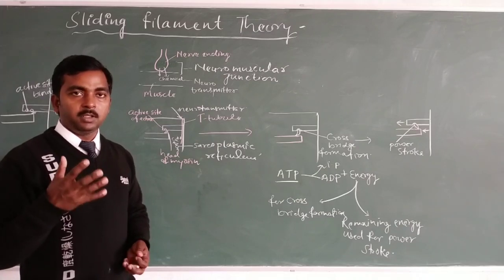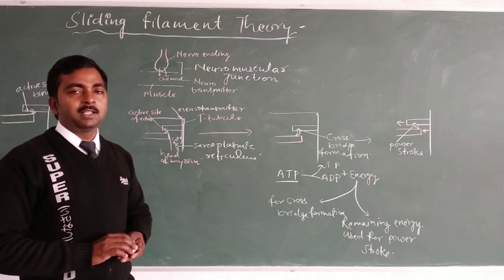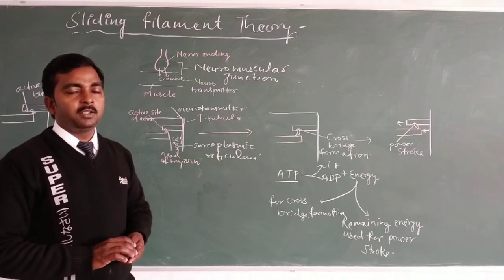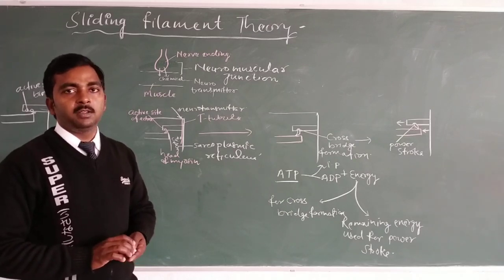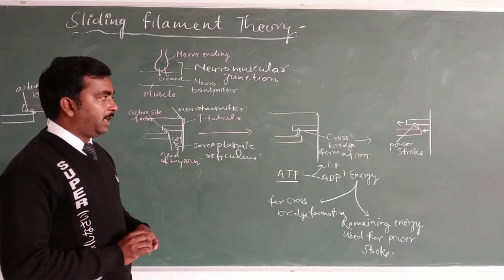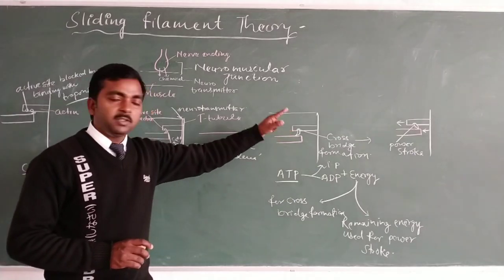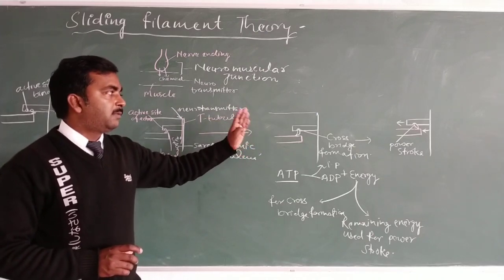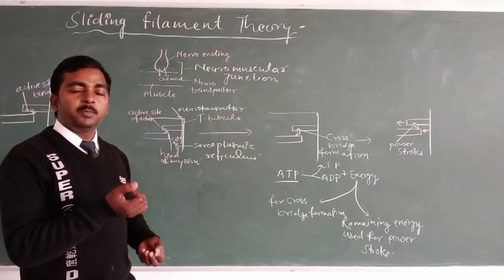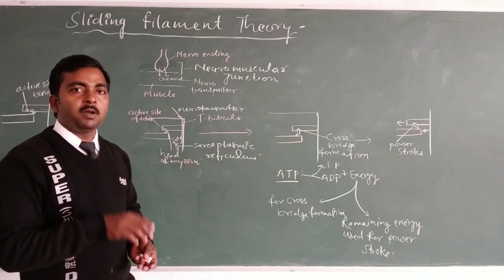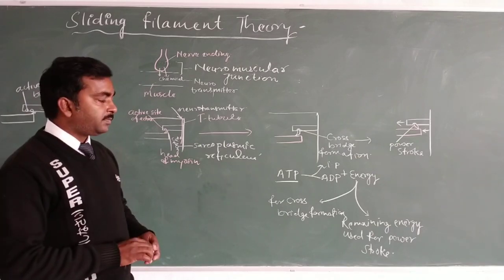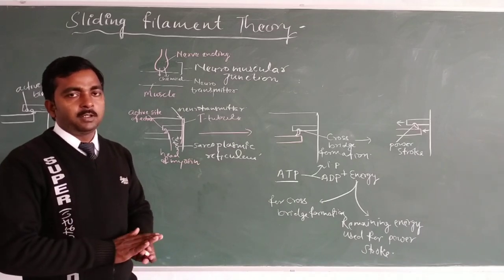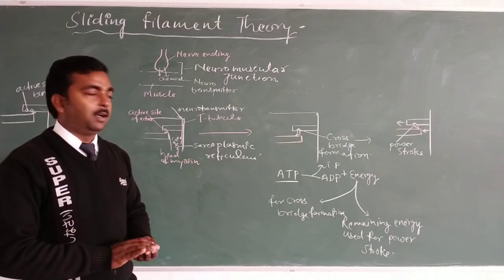So after the calcium ion binds to the troponin and tropomyosin, the active sites become free, and due to the free active sites, the formation of cross bridge by the head of myosin takes place, and after formation of cross bridge, the power stroke is responsible for contraction of muscles.